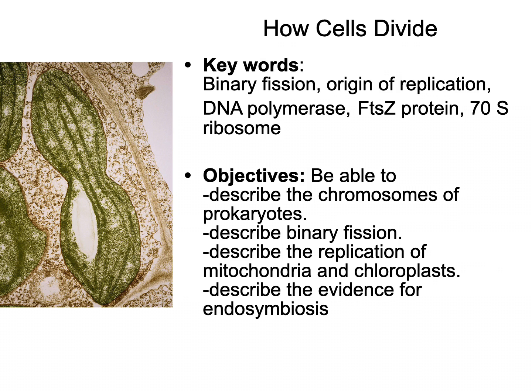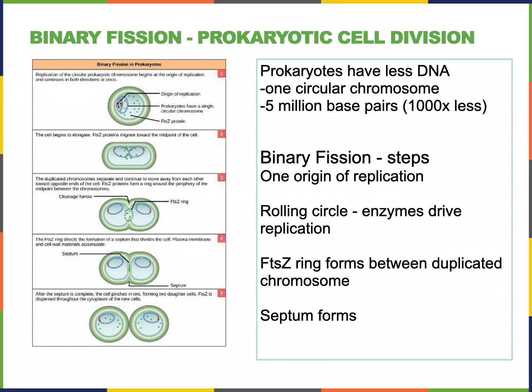So if you recall, I talked about eukaryotes having a lot of DNA. So that means obviously prokaryotes have a lot less. They only have one chromosome. It's usually a circular chromosome. And for E. coli, they only have around 5 million base pairs. That's more than 1,000 times less than humans have. So much, much less DNA, and it's on a single circular molecule. So here, cell division doesn't need to be so complicated, and it isn't.